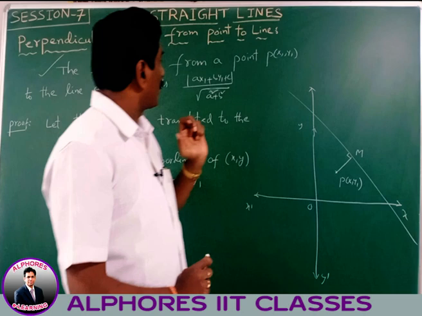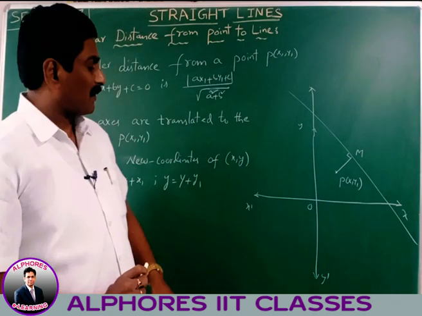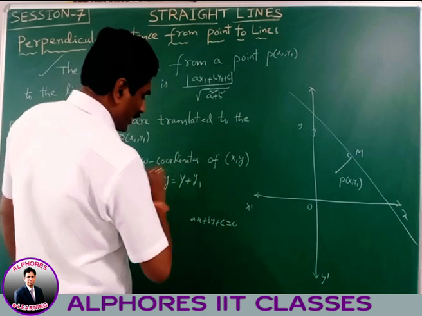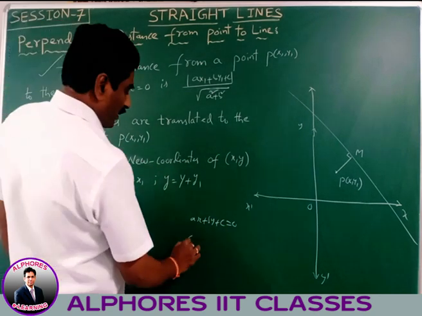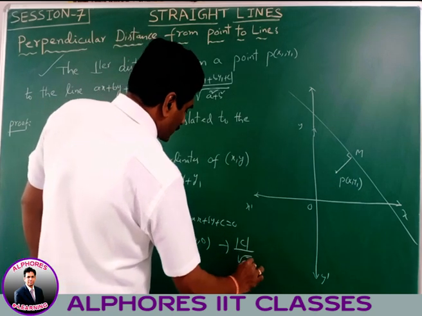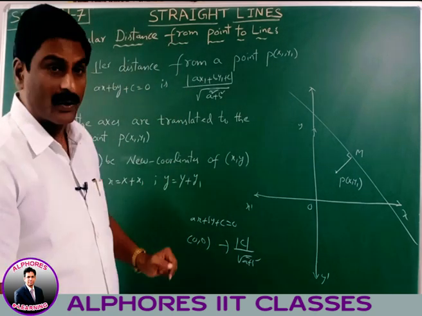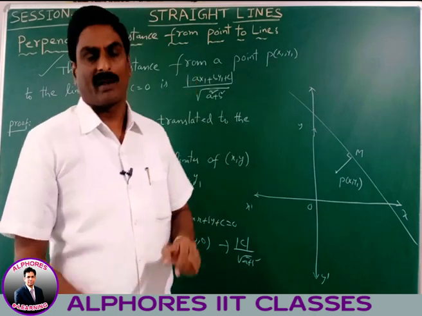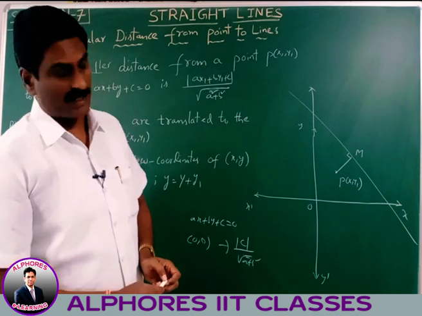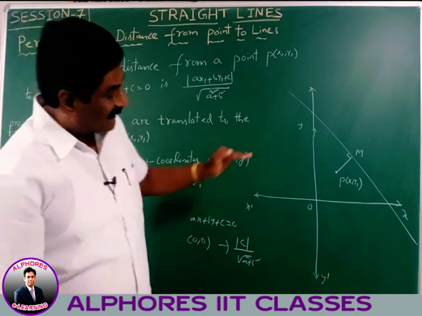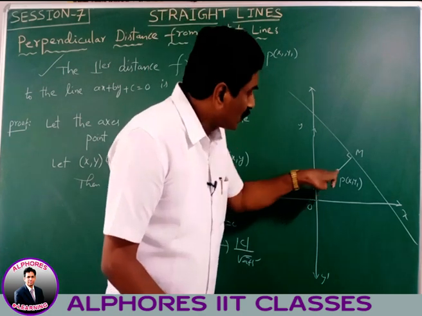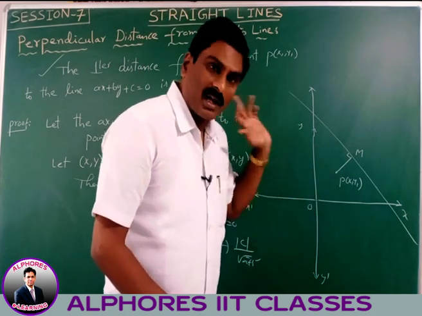First of all, we know the perpendicular distance from the origin to the line. Suppose the line ax + by + c = 0 is one of the lines. Then the perpendicular distance from the origin to this line is |c| / √(a² + b²). Already we proved this value in the normal form, that is the perpendicular form. Suppose this origin is shifted to the point P by using translation of axes.